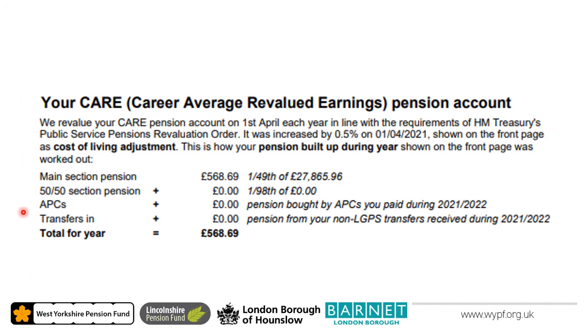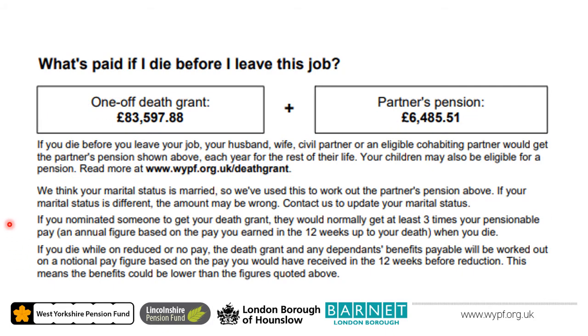We then have a few notes that show you how we go about actually increasing your pension. Your care average earnings pensions account. What you would get if you died before you left employment. One of the benefits of our scheme is a one-off death grant should you pass away whilst a member of the scheme. This is generally 3 times your annual pensionable pay.